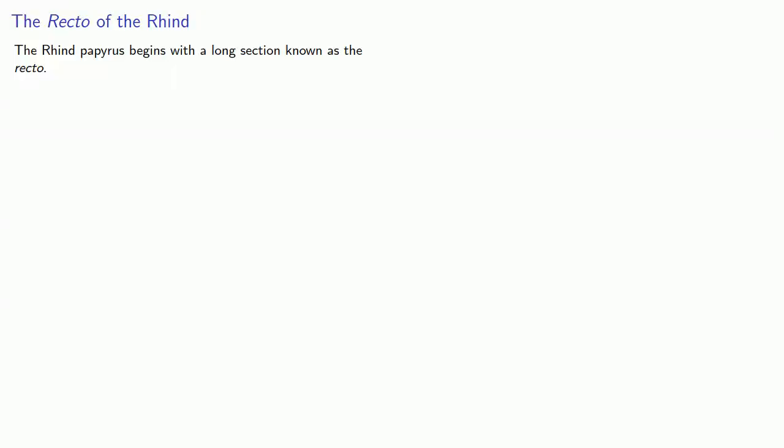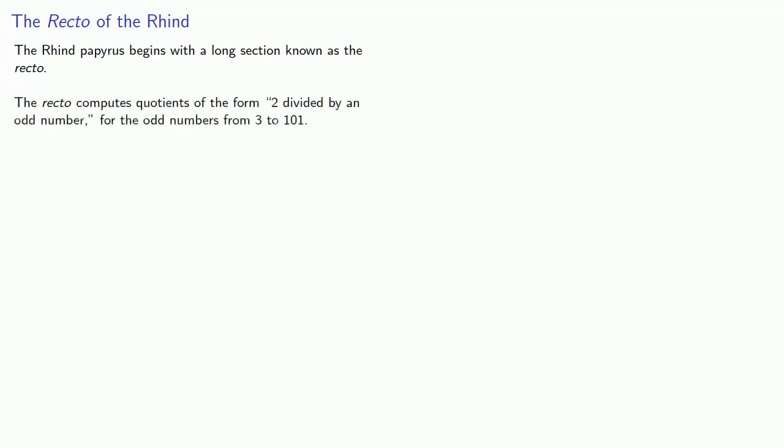The Rhind papyrus begins with a long section known as the recto. That's actually a generic term for any manuscript. There is one side, known as the recto, and the other side, known as the verso. The recto computes the quotients of the form 2 divided by an odd number for the odd numbers from 3 to 101, and so it gives us a very good idea of how the ancient Egyptians performed division.